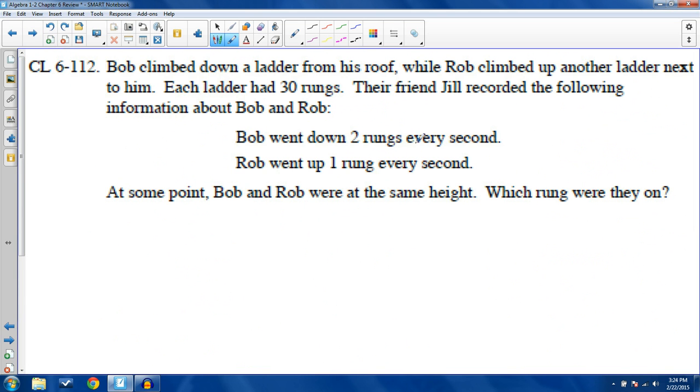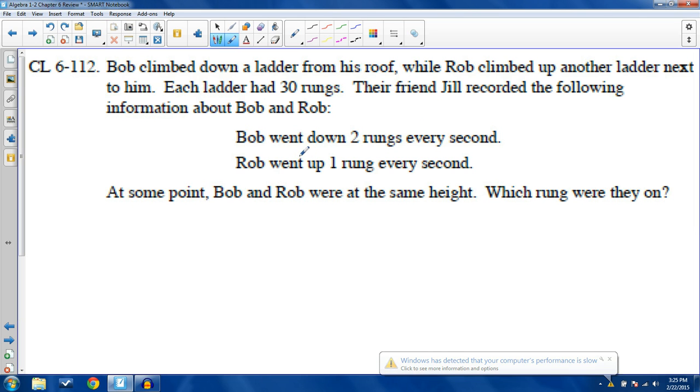Moving on. Here's a word problem. Same scenario as we've done before. This time I'm going to set it up a lot more quickly and solve it as well. Bob climbed down a ladder from his roof while Rob climbed up another ladder next to him. Each ladder has 30 rungs. Their friend Jill recorded the following information about Bob and Rob. Bob went down 2 rungs every second. Rob went up 1 rung every second.